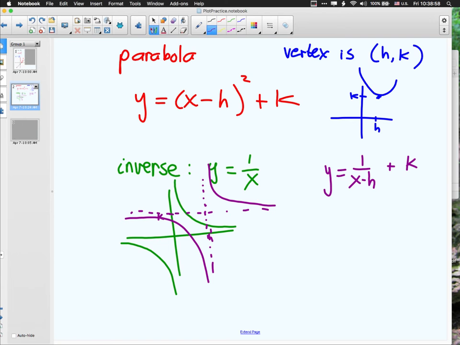So do they always have that shape when it's 1 over something? Yes. Because as x approaches h, what's happening? It's getting bigger, because it's a fraction. We're dividing by something smaller and smaller, which makes it huge.